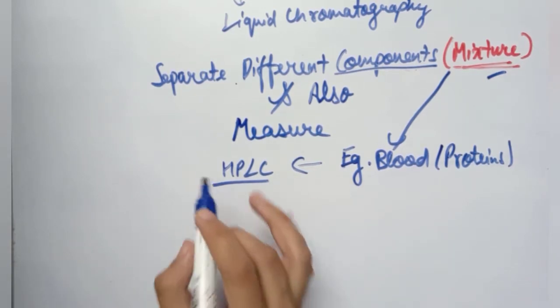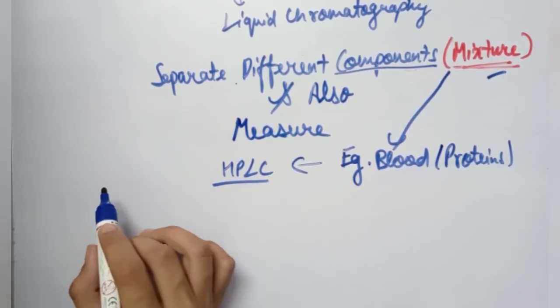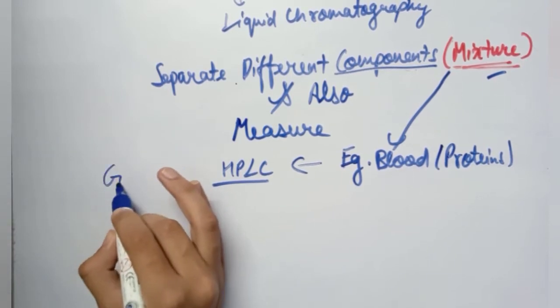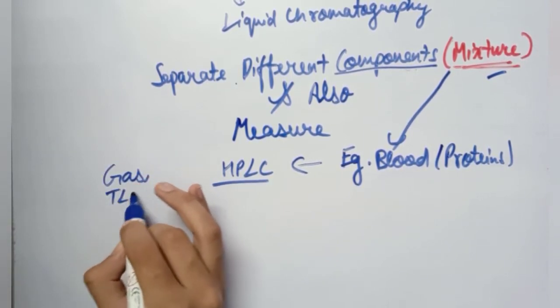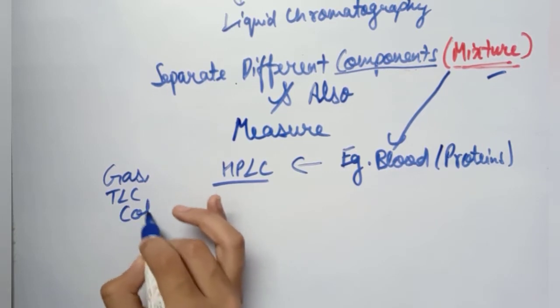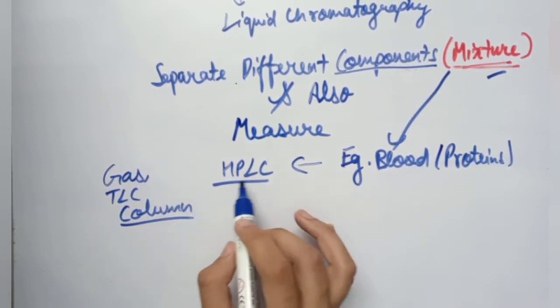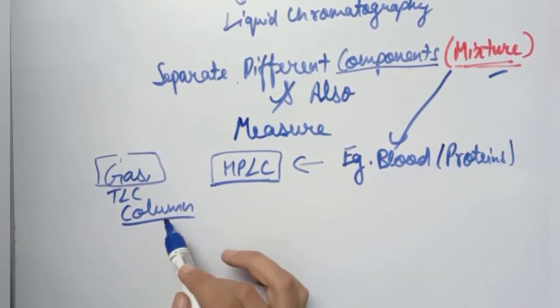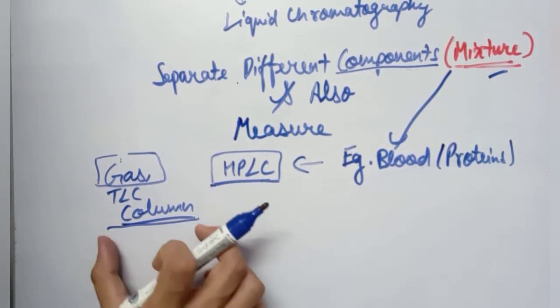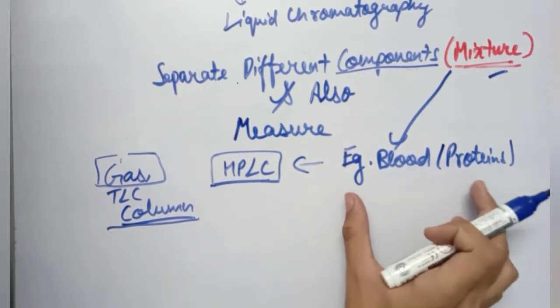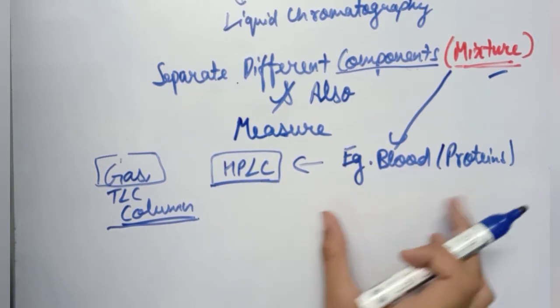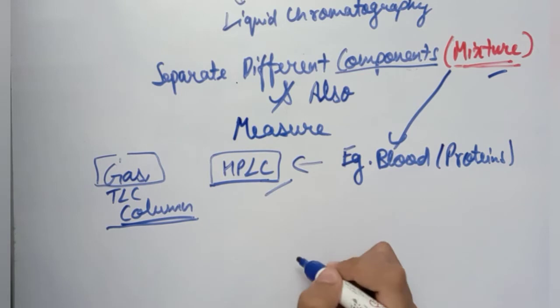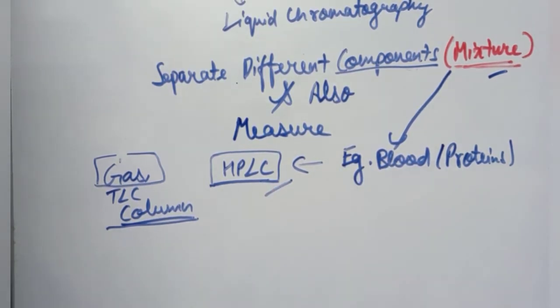So HPLC has an advantage over other chromatographic techniques such as gas chromatography, TLC and column chromatography, because it is mostly used to separate out the biological components, and all these other chromatographic techniques are not as useful when it comes to separating different biological components. So that's why we use the HPLC chromatographic technique here. Now we will study the different components and the working of the HPLC.